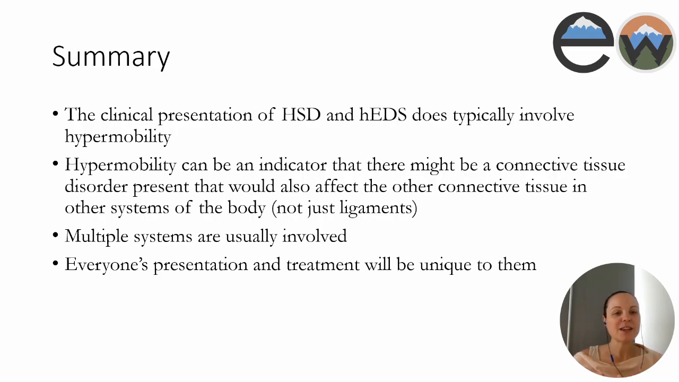So the clinical presentation of HSD and hEDS does typically involve hypermobility because there's a connective tissue problem. However, hypermobility is an indicator that there might be a connective tissue disorder present that might affect other connective tissue, and that's the big part that we need to know. In other systems of the body, it's not just ligaments. So multiple systems are usually involved, and everybody's presentation and treatment is going to be unique to them.